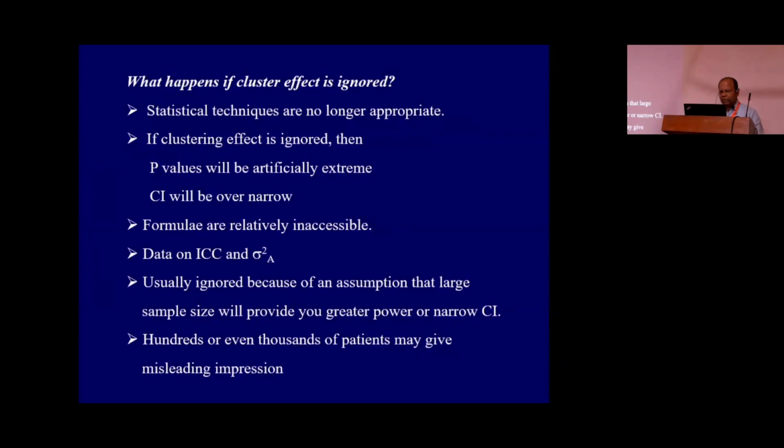So this is what we said. We have been discussing that standard statistical techniques are no longer appropriate. The p-values will be artificially extreme, and the confidence intervals will be very narrow. When you do the correct analysis with the adjustment, the intervals will be wider. Therefore, the data on ICC and sigma square, the variance between clusters, has to be reported.